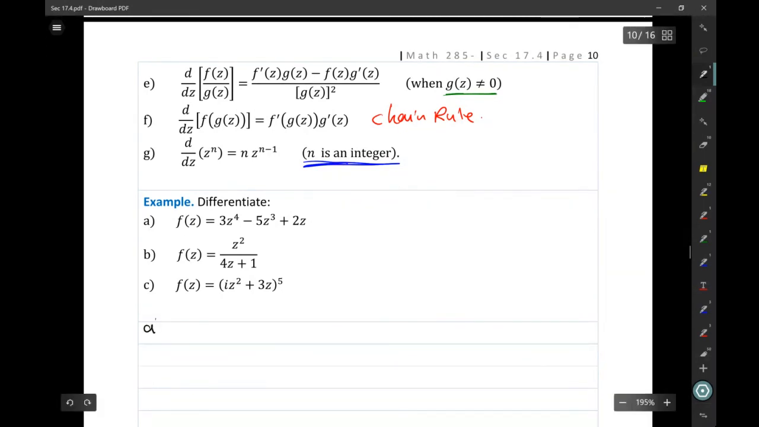Now part A. What is f prime of z here? It is a polynomial. Its derivative, it's something straightforward. عبارة عن 12z to the power 3 minus 15z square plus 2.